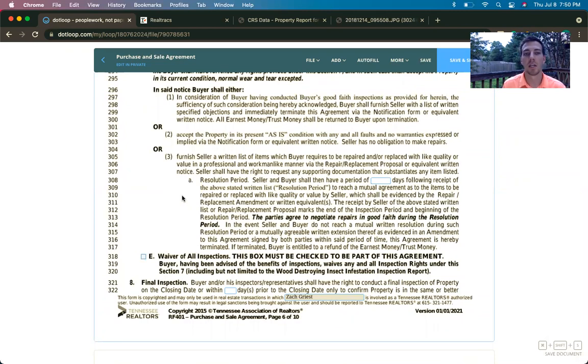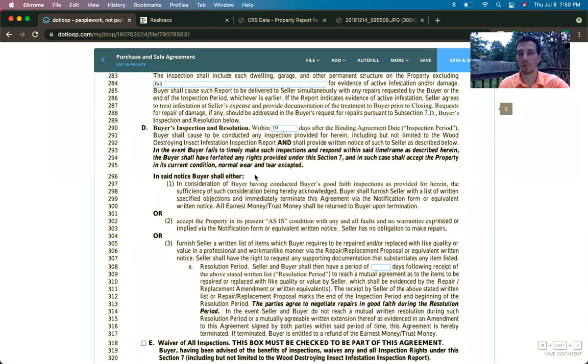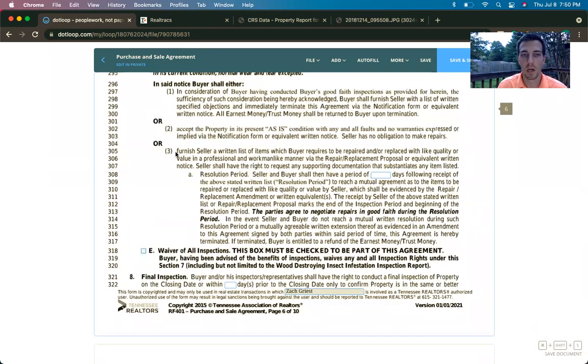So this means you've inspected the property and you want to go with option 3. I'm talking as if I'm the buyer. You've had the inspections, you want items repaired. Well, now you will give this list of requested repairs to the seller within that 10-day time frame that we put up here. Let's go ahead and read this. Furnish seller a written list of items which buyer requires to be repaired or replaced with like quality or value in a professional and workmanlike manner.